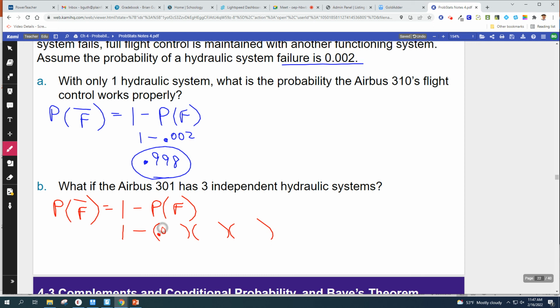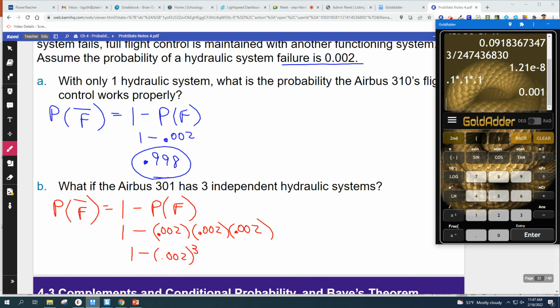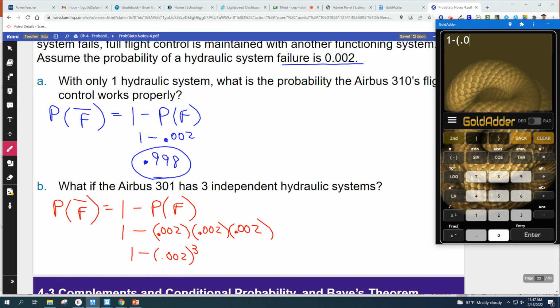System 1 has a probability of 0.002 of failure. System 2 has a probability of 0.002 of failure. And System 3 has a probability of 0.002 of failure. So we are multiplying, but we're multiplying 0.002 times itself, or to the third power if you want. 1 minus 0.002 to the third power would probably be easier to type in on your calculators.